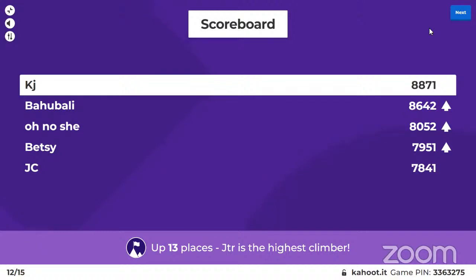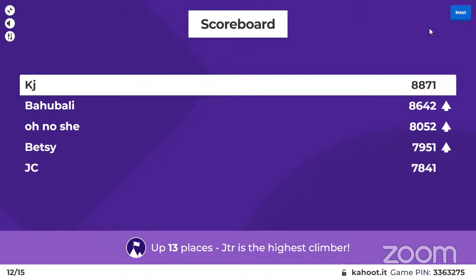Bahubali at second position with 8,642 points. Onushi comes to the third position with 8,052 points. Betsy with 7,951 points comes to the fourth position. JC with 7,841 points comes to the fifth position.